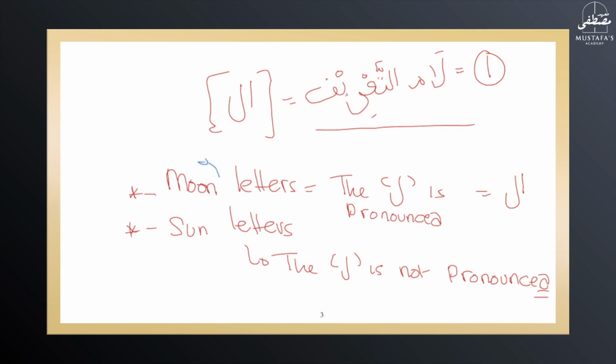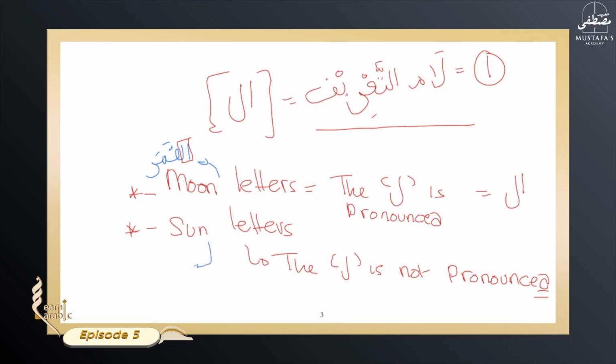For the moon letters can be al-qamaru. Now notice this. The alif and lam is at the beginning. Let me change the color here so you can see it clearly. The alif and lam is at the beginning. Does that make sense?